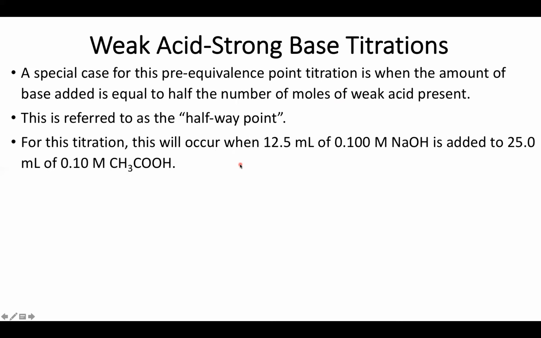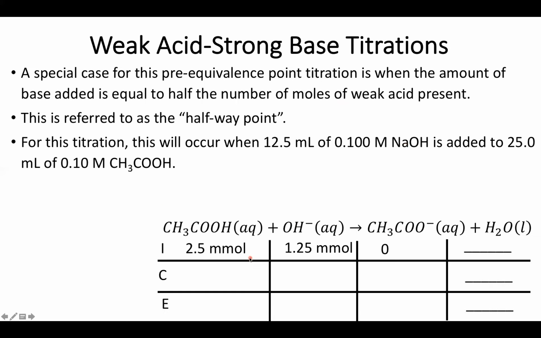However, this ends up generating a very cool feature. We can look at this by seeing what happens if I add 12.5 milliliters of sodium hydroxide to that 25 milliliters of acetic acid. So when we do this, we can find that we have 2.5 millimoles of acetic acid, just like before. But now we have 1.25 millimoles of hydroxide. And as I consume the hydroxide and produce acetate, it turns out that we will have consumed exactly half the number of moles of acetic acid and generated an equivalent amount of acetate.